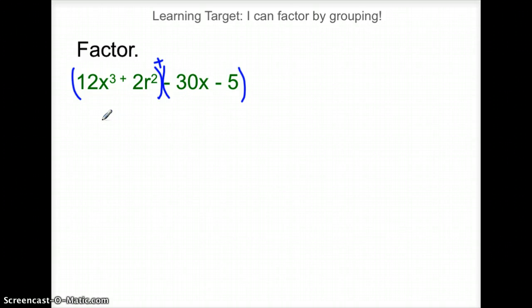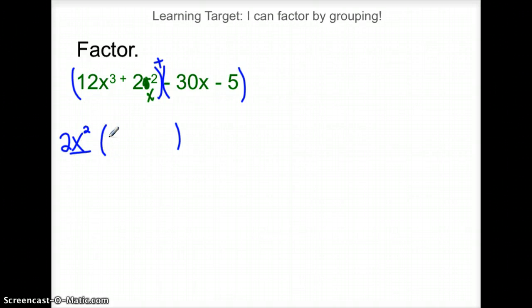but that's okay. Uh-oh, and I see a typo. Yikes. Oops, that R should have been an X. Sorry about that. Okay, so here I'm ready to go. Here we go. What can I take away from the first group? Well, they both have a 2 that I can divide out. 3x squared, 2x squared. Oh, I can take an x squared away from both of them.